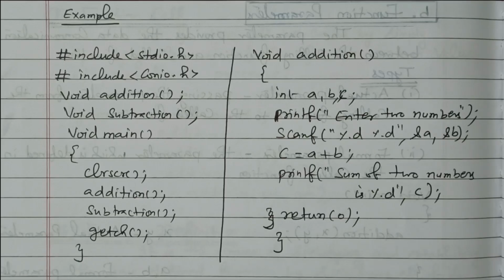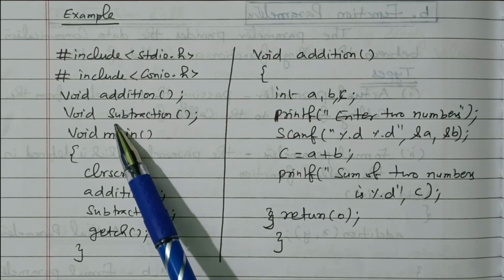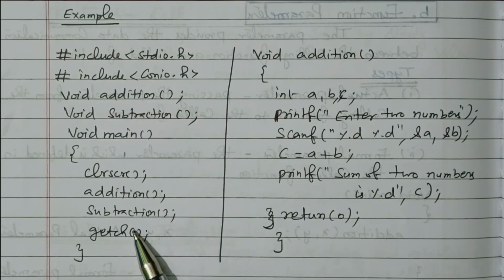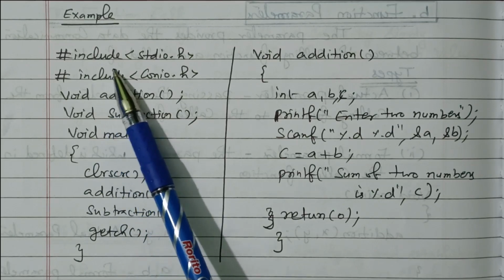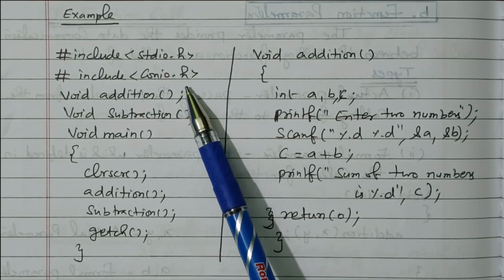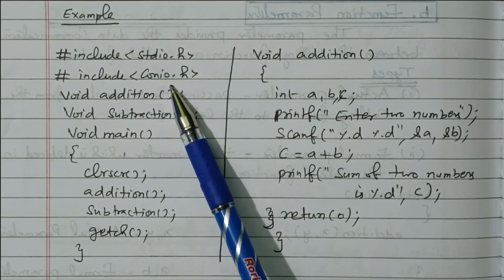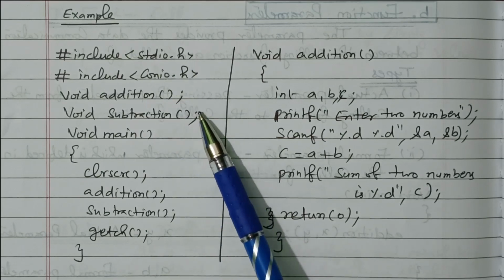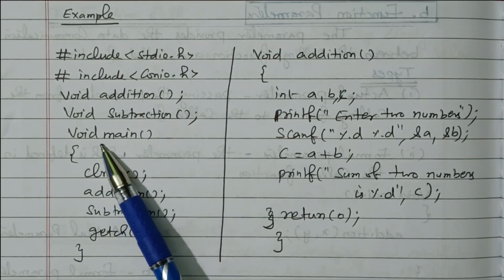Now we will see the example program so that we are able to understand clearly. So this is a main program. We start with the header files, stdio.h and conio.h included. Standard input output, console input output, the header files are included. This is the main program. We start the main program.